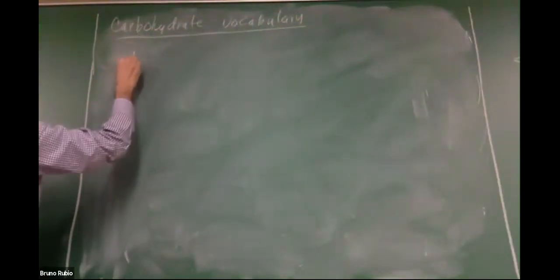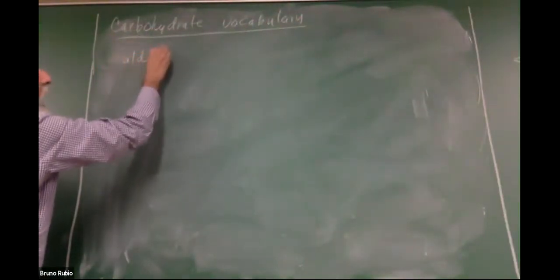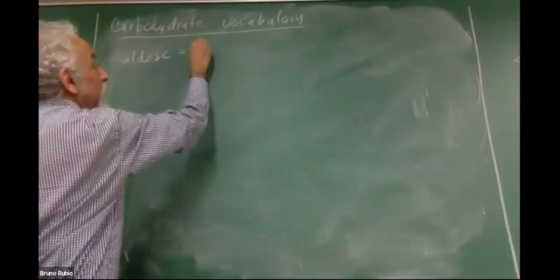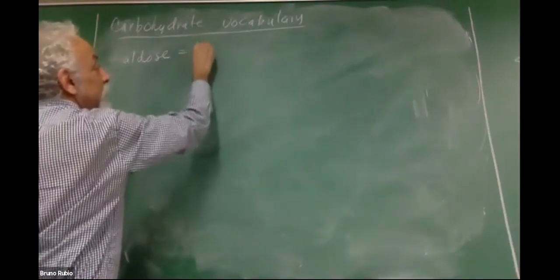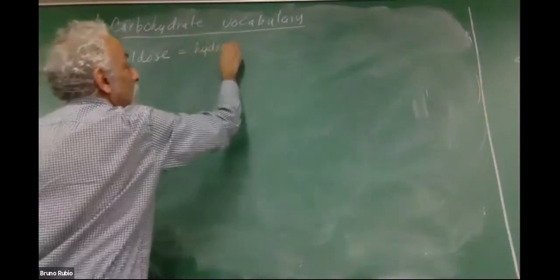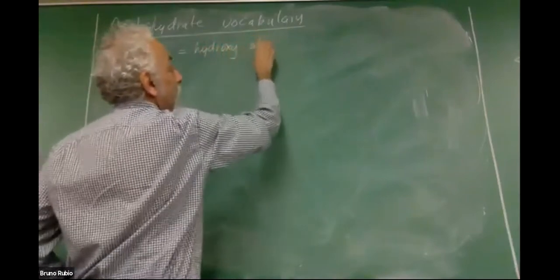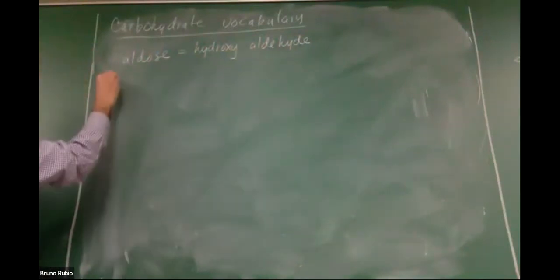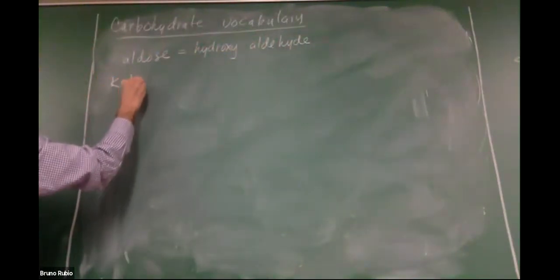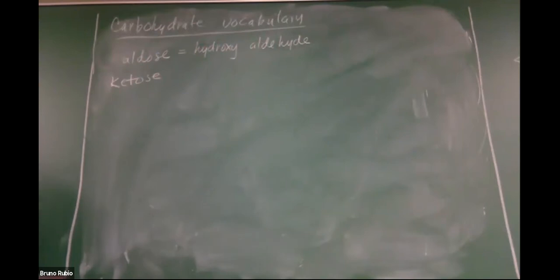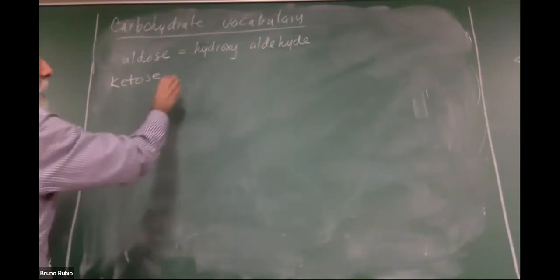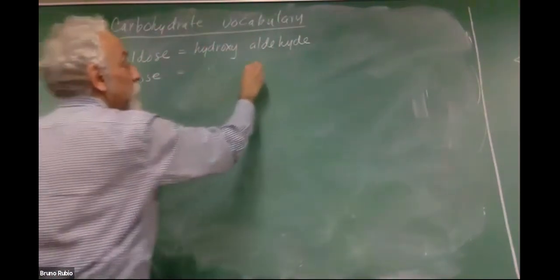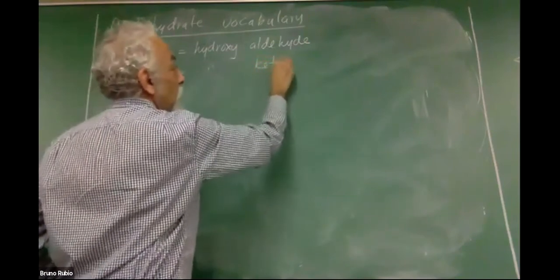Okay, we can refer to some carbohydrates as an aldose. This is a polyhydroxy aldehyde. And some other kinds of carbohydrates are called ketoses. And this is a polyhydroxy ketone.